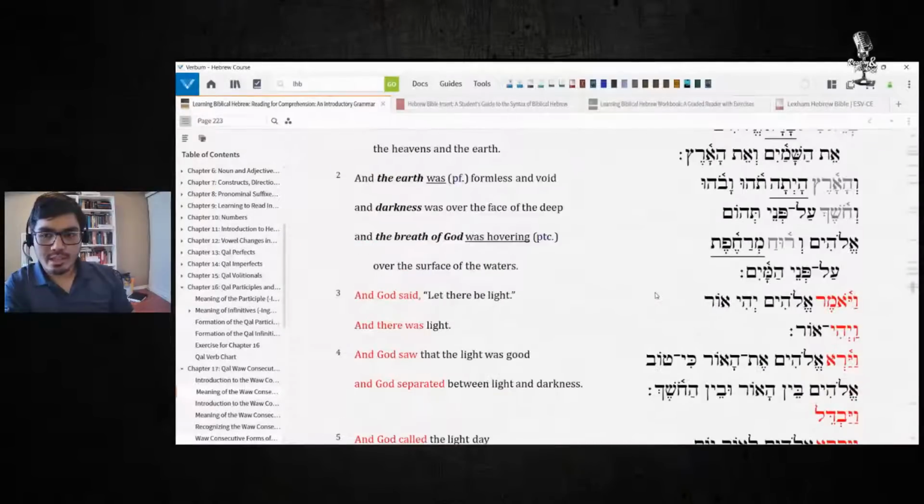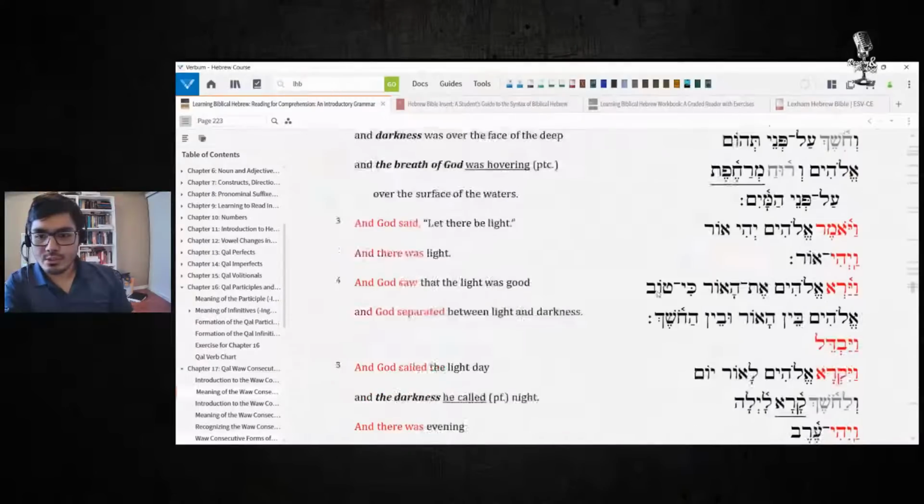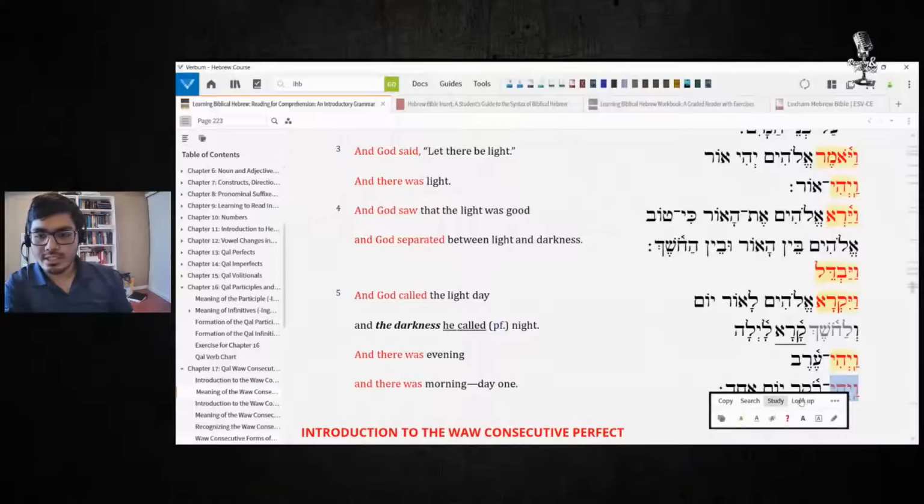So here is a more in-depth look at Genesis 1, verses 1 to 5. Notice all of the vayyiqtol forms: Vayomer, Vayhi, Vayar, Vayavdel, Vaikra, and then Vayhi again. Every time it's used, it's to signal that a new clause is beginning.